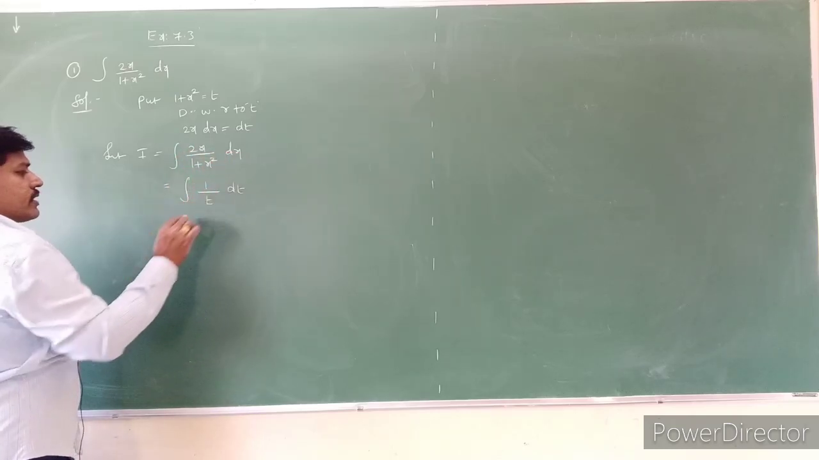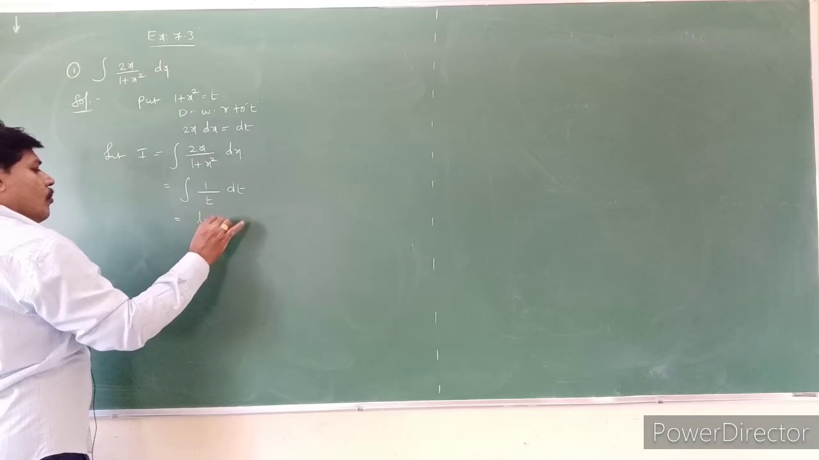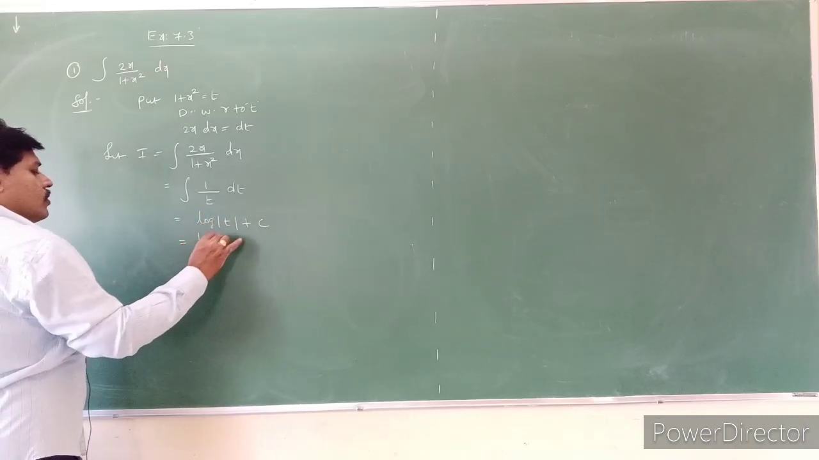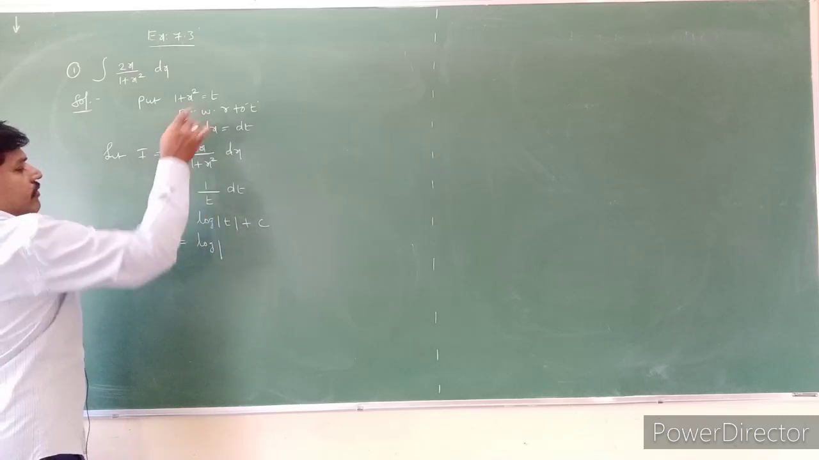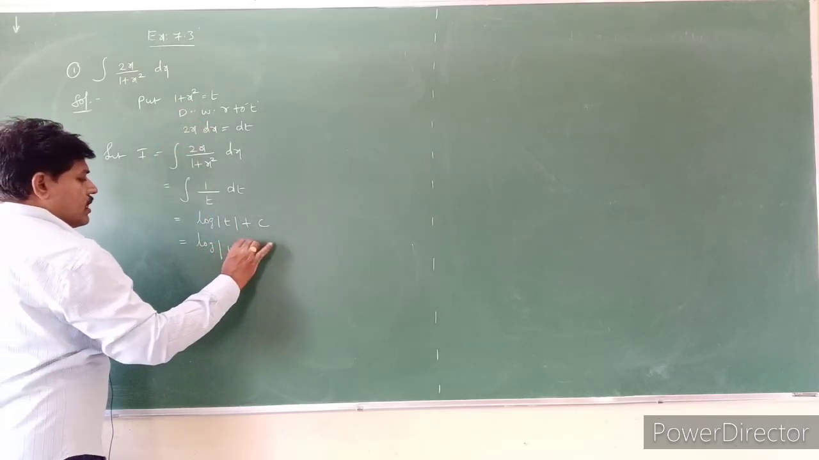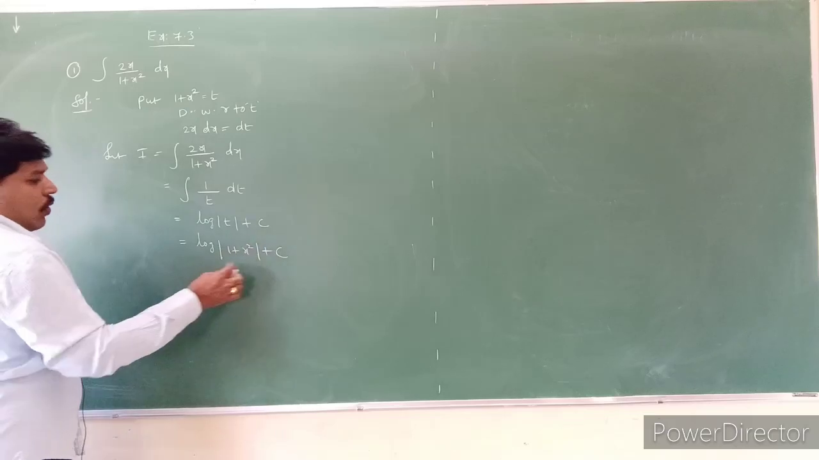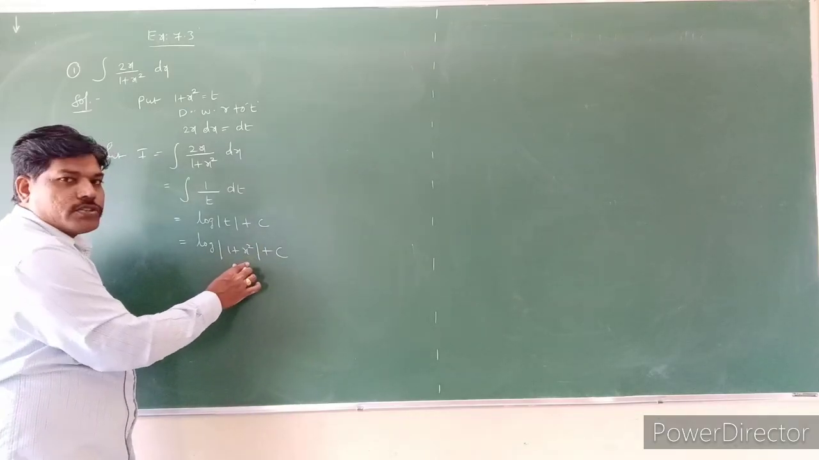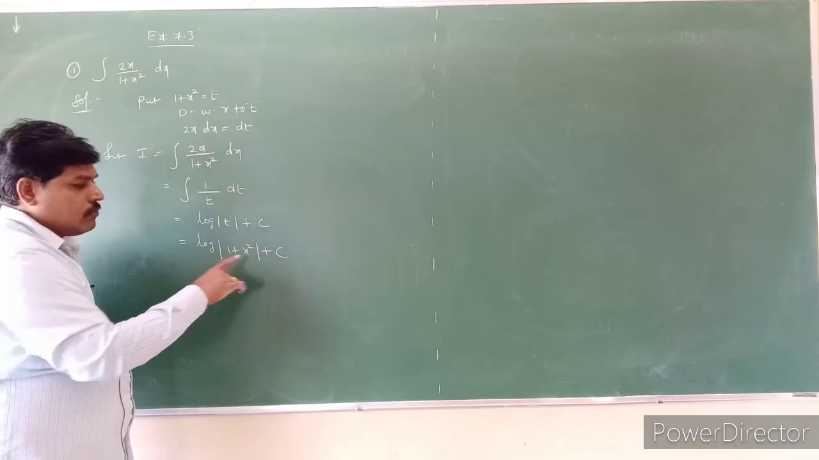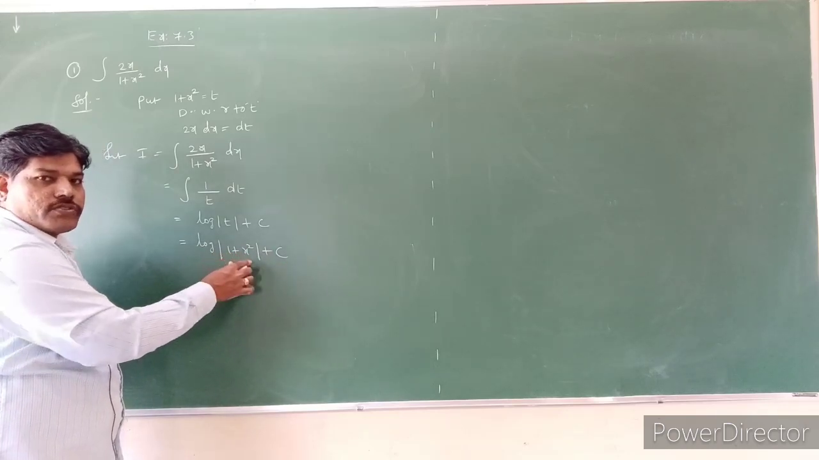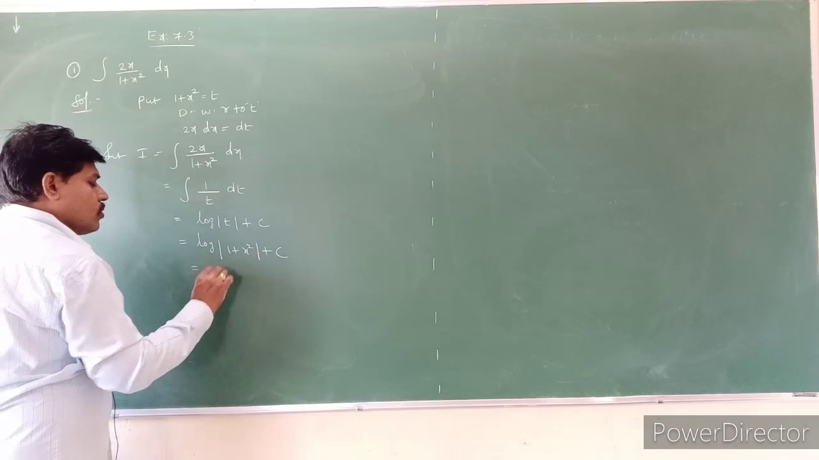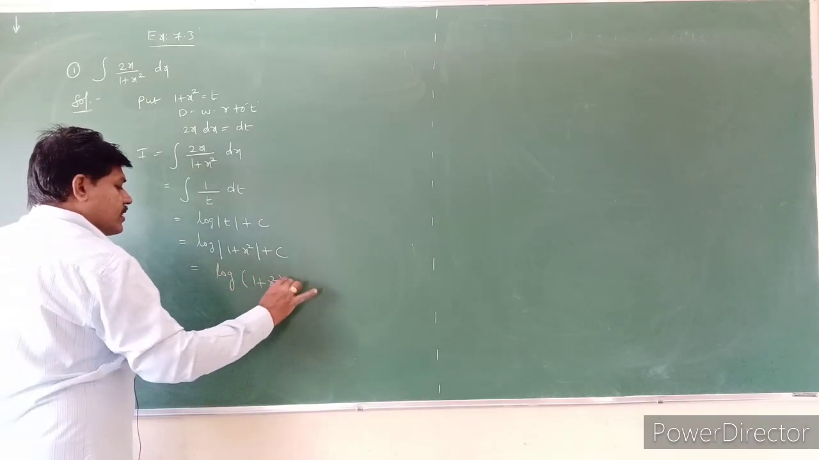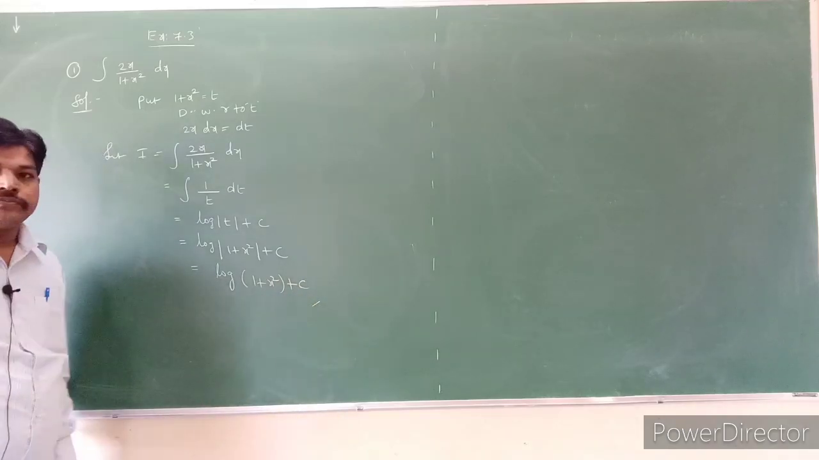So what happens, students? It is log of mod t plus c. That is equal to log mod of the t value, and the t value is nothing but 1 plus x square, plus c. Why are you using the mod here? It is positive. Already 1 plus x square is positive. X square is positive, 1 is also positive. The sum is a positive value only. So you can remove the mod, nothing will happen. You can write it as log of 1 plus x square plus c.